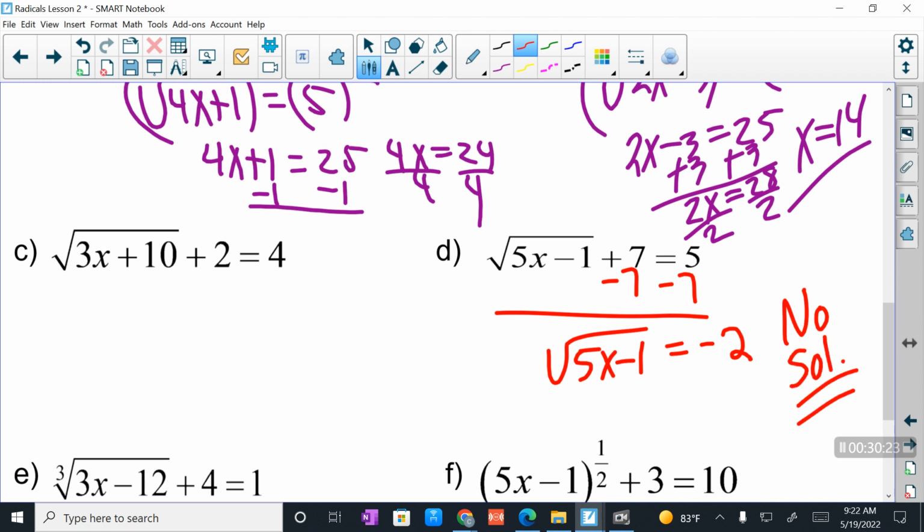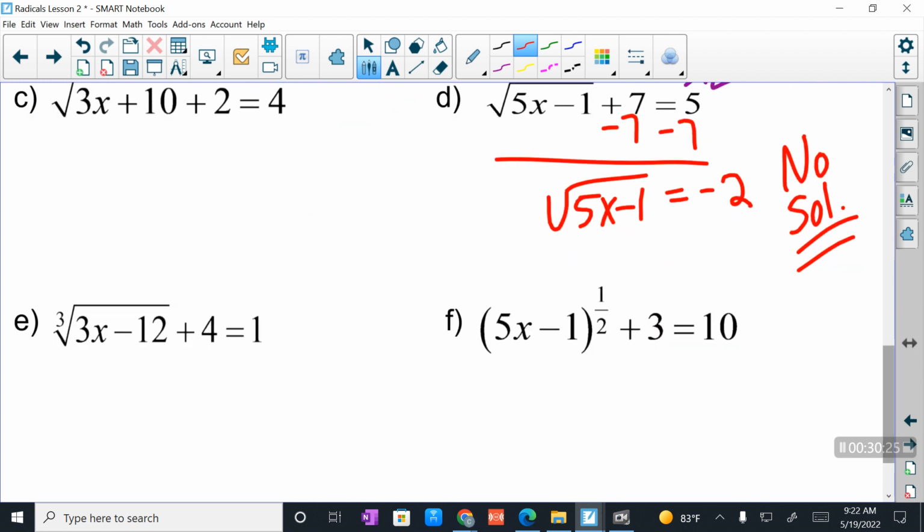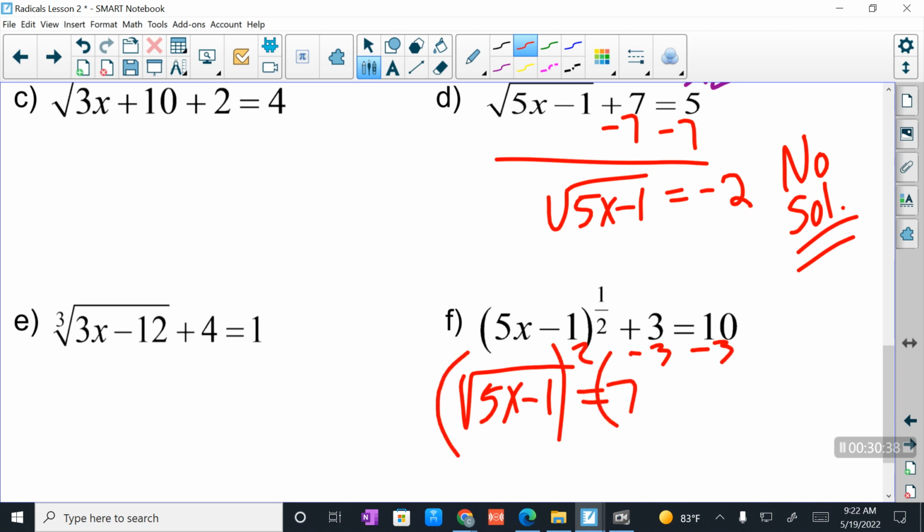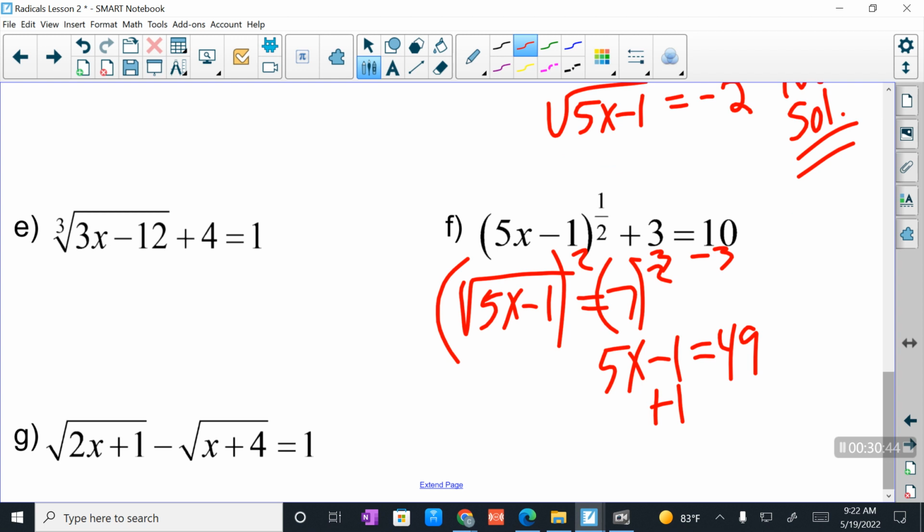Very good. Guys, if I tell you that this is a half, what is that really? A square root, so don't be afraid. That'd be 5x minus 1, subtract the 3, equals 7. Square both sides, y'all. 5x minus 1 equals 49. Add the 1. 5x equals 50. Divide by 5.